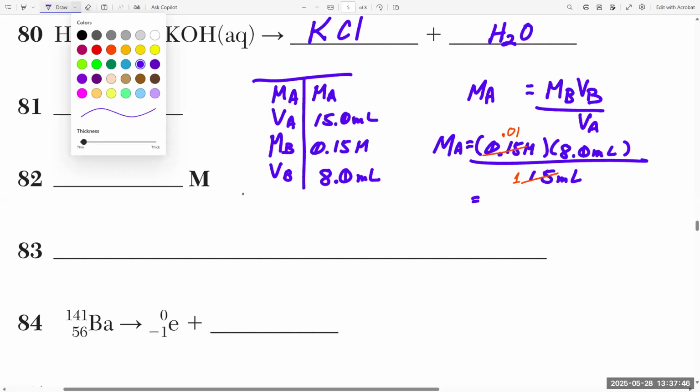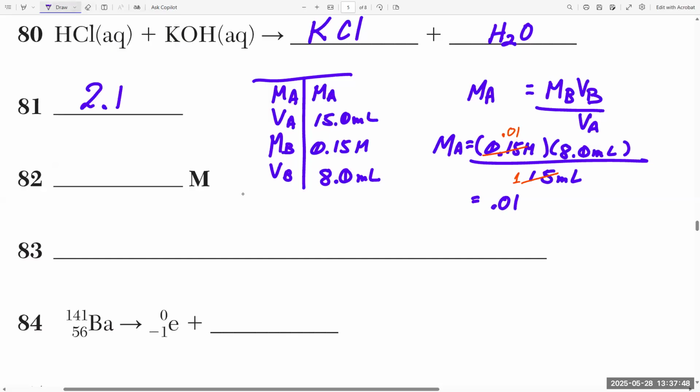All right, so what does that mean? That means it's 0.01 times 8.0 milliliters, which is 0.08. And it's 2 sig figs. 0.08 molar is the answer. Again, you don't have to worry about it. You could just punch it all into a calculator and you'll still get 0.08. Let's go to 83. We're almost done.